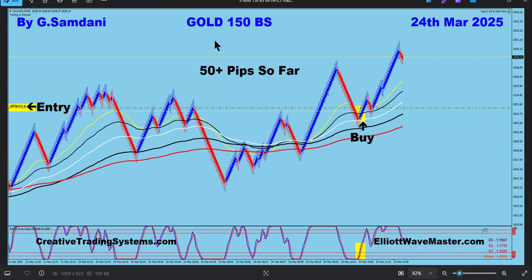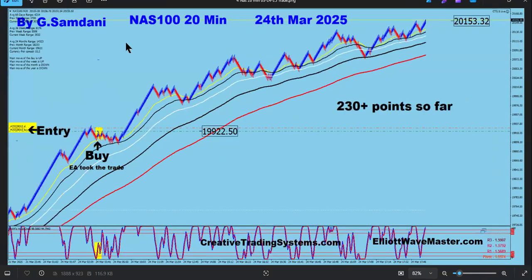Then again, the game started. This is from the 150 box size chart, 50 pip here on the 24th. The gold and Nasdaq from here to here, you can see 230 points on the 24th. And all of these trades are taken by the setup. Nothing is without the setup. I must have the setup before.